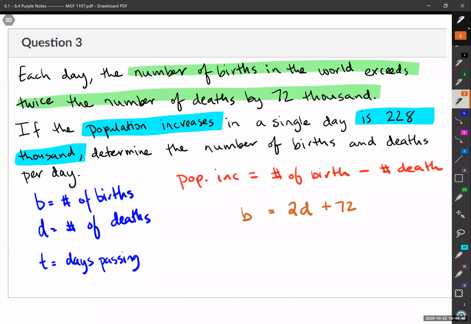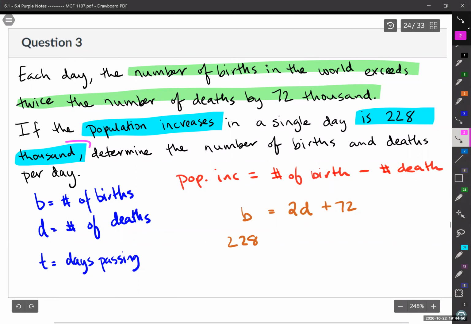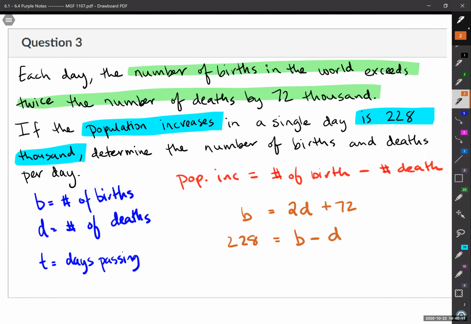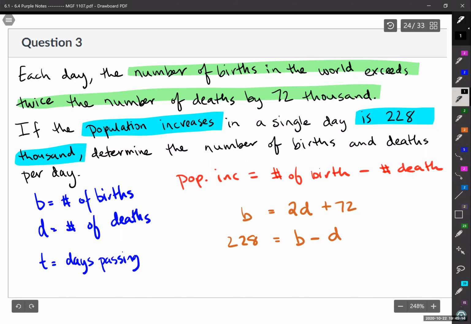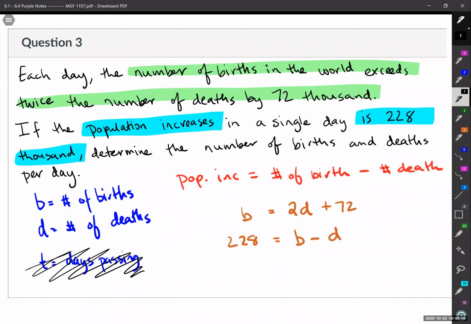So the population increase in a certain day is 228,000. And everybody's saying the word thousand, but it's always in words. So I'm just going to write it as 228 and know that my value is in thousands, right? So I don't have to write a ton of zeros. That equals the number of births, b, minus the number of deaths. And in this case, I've translated everything, and I see I did not use my time as days passing. So I thought maybe that would come into play, but it didn't. So not necessarily everything we write down has to be used. So I'm going to cancel it out for now so I don't get distracted by it.